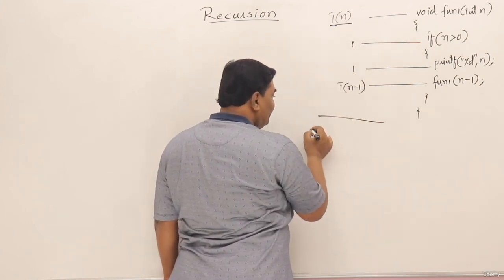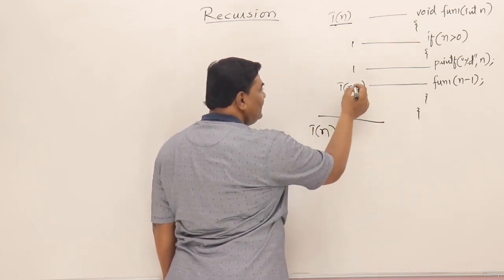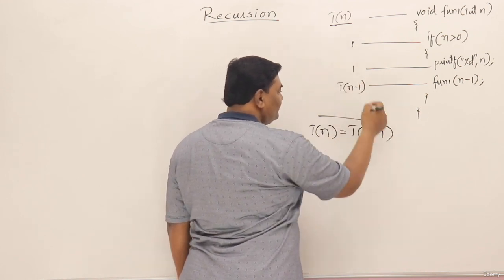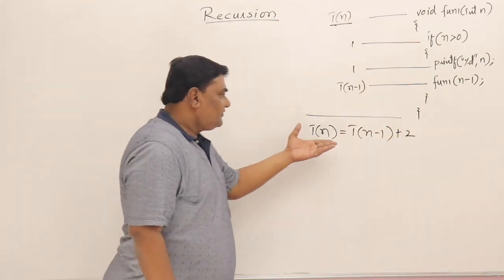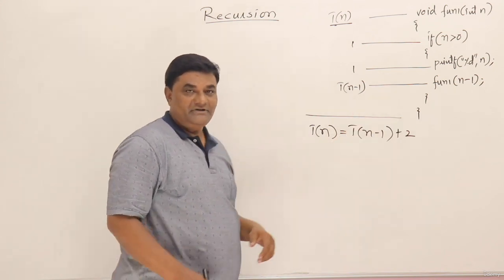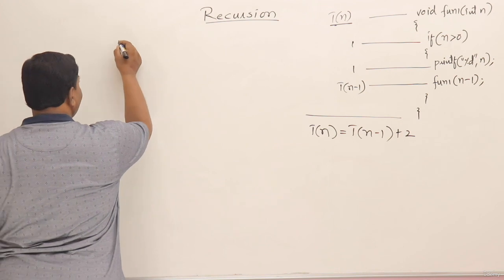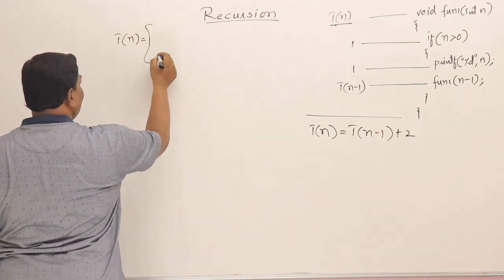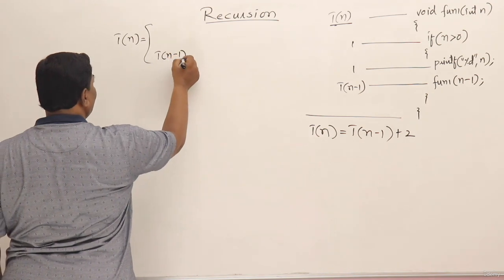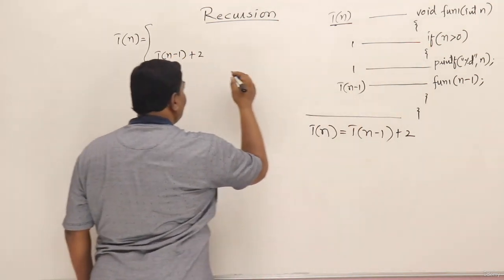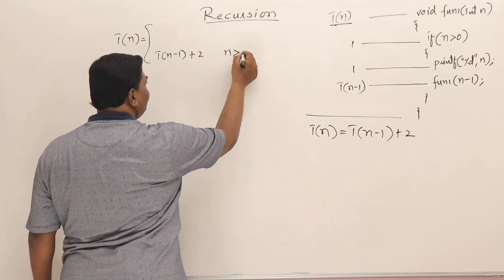So let's take the sum. So T(n) is equal to T(n-1), the bigger term I am writing first, plus 2. So the total time is T(n) equals T(n-1) plus 2. So the recurrence relation is T(n) equals T(n-1) plus 2 when n is greater than 0.